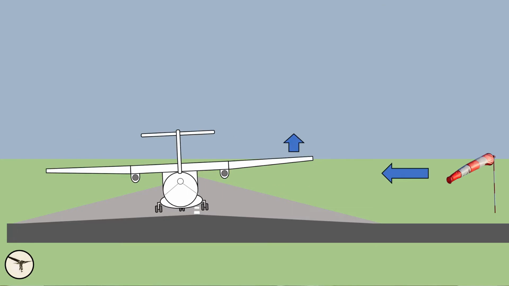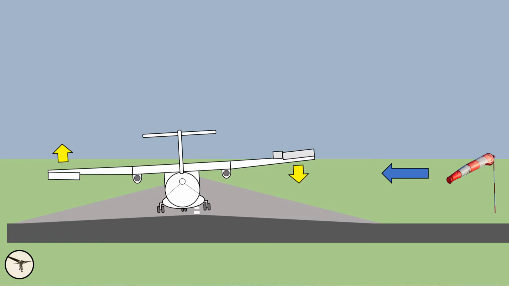Imagine you are on the downwind side of the runway. Then the upwind wing will point up and the wind will try to lift it further up. Even maximum aileron may not help, and the drag from the spoiler will make it harder to maintain directional control.